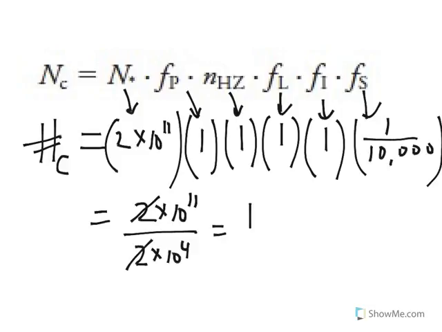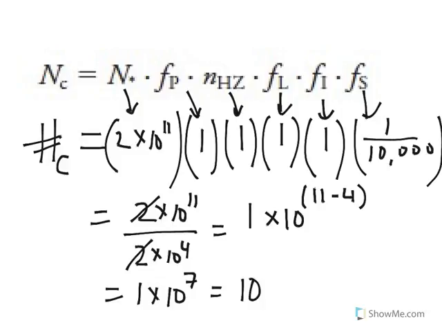And so now we can see that 2 divides into 2 easily, and that will give you a 1. We keep our multiply, we keep our 10, and we're going to take our 11 and subtract 4. And so that will give us 1 times 10 to the 7th. And that's the same thing as 10 with 6 zeros, or 10 million. So the optimistic person would find 10 million communicative civilizations inside the Milky Way galaxy with which we as humans can communicate now.